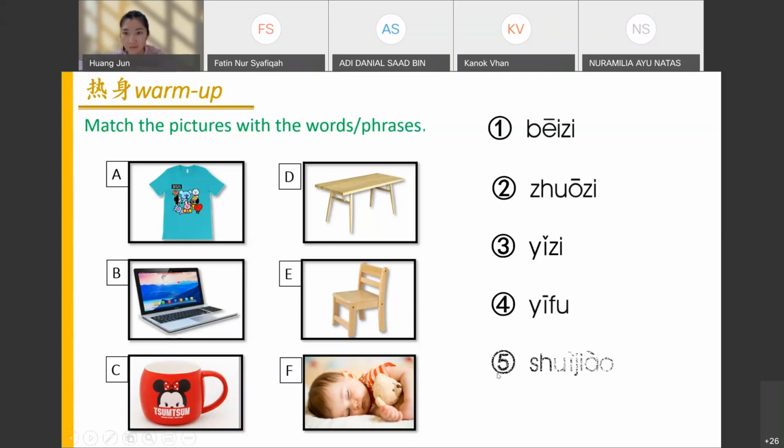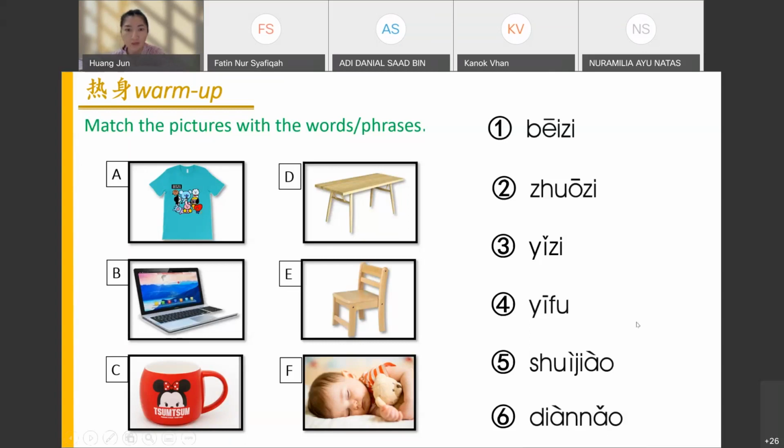Then we have number 5, 睡觉. 睡觉 is an activity for sleep. Very good. For example, we can say 她在睡觉. She is sleeping. Then the last one, 电脑. 电脑 means laptop. So if we're talking, we say 我没有电脑，你呢？没有 means don't have. So it means I don't have a laptop. 你呢 means how about you?